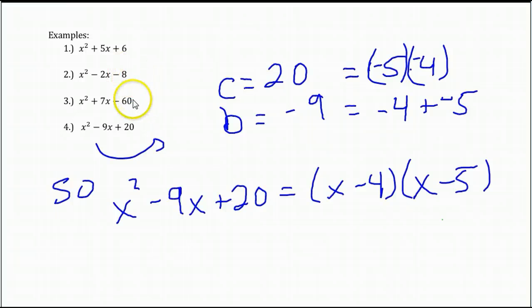For the middle two, where the constant term was negative, one of your factors has to be positive and the other has to be negative, and that will be determined by whether your coefficient of x is positive or negative. You're going to have to take the plus or minus sign to go with the larger or the smaller number to get them to add up appropriately.